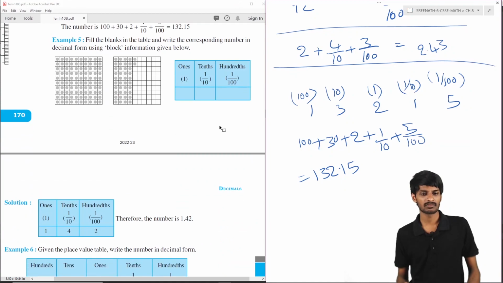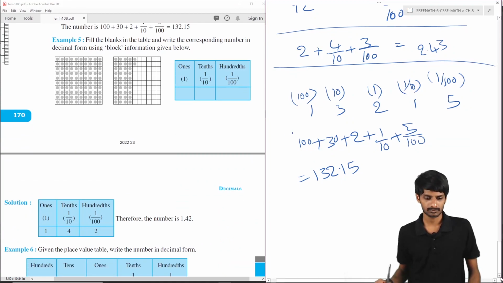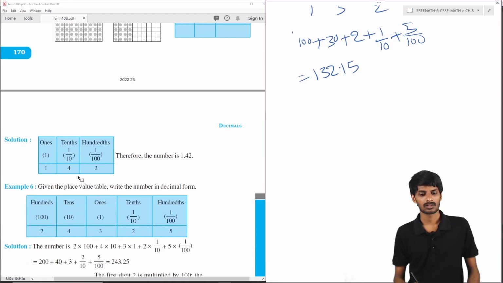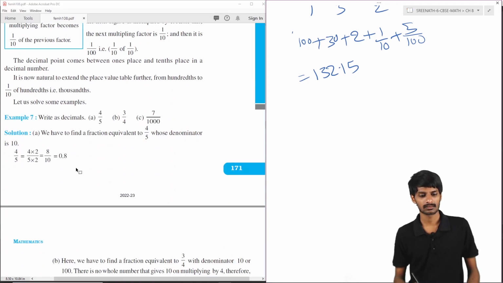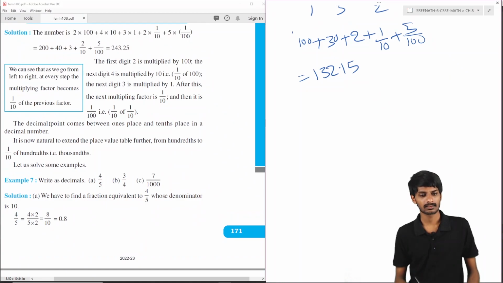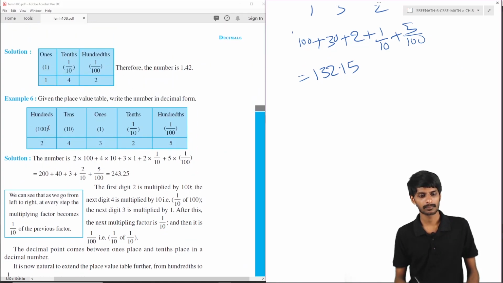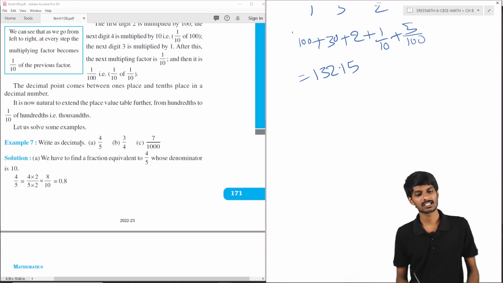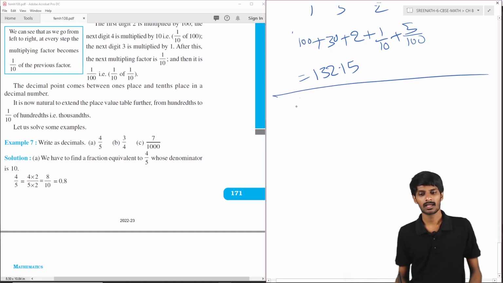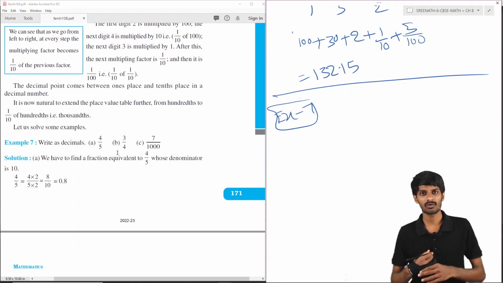Next is example 5. Okay, students, example 6. I am going to explain this. Write as decimals. So here, example 7, I am going to teach you, students. Here there is 4/5, 3/4, 7/1000. You have to write them in the form of decimals.